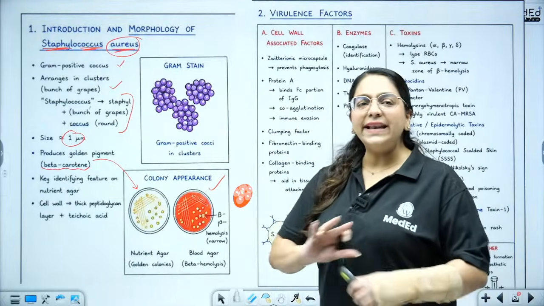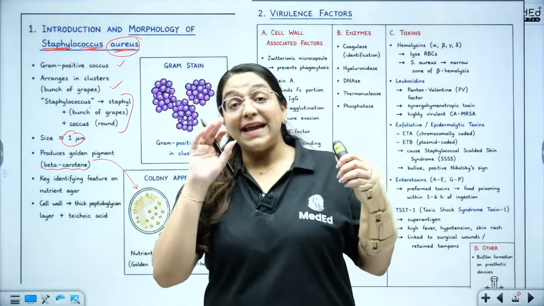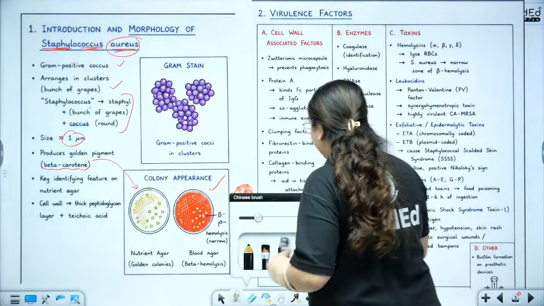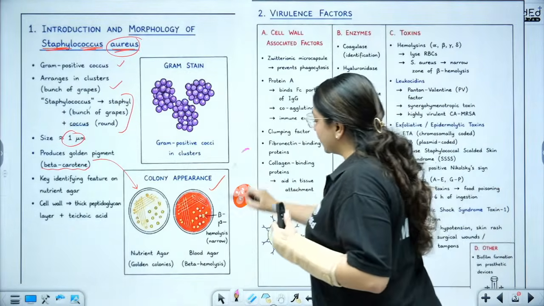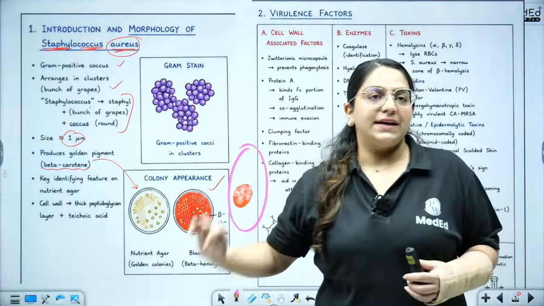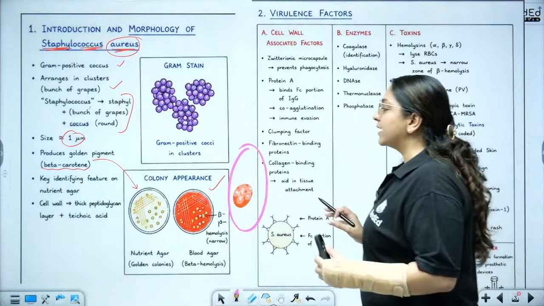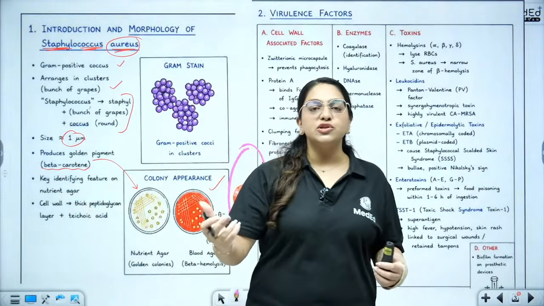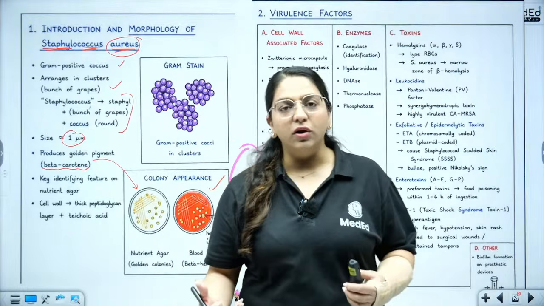So just these sketches which are technically correct is what is required to be made in the exam. No hi-fi things here, no extra sketching required, just simple, scientifically correct, technically correct diagrams, right? Quickly you can make these two diagrams, so that will fetch you more marks than simply writing that it produces beta hemolysis on a blood agar and it produces golden pigment colonies on nutrient agar.